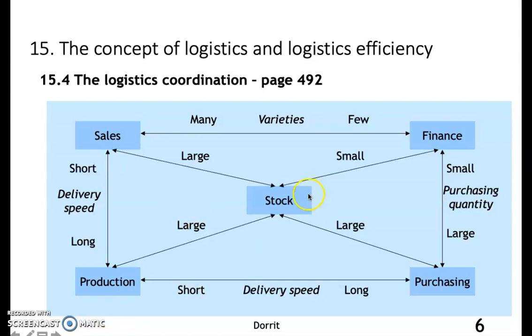If we have stock, we have sales, we have production, we have purchasing, we have finance. And these all relate to the importance and how everything is connected, as in the previous slide where we saw the spider web. Everything is connected, and the delivery speed is of course important, variety is of course important, and purchasing quality is important, quantity is important. So all of these are connected.